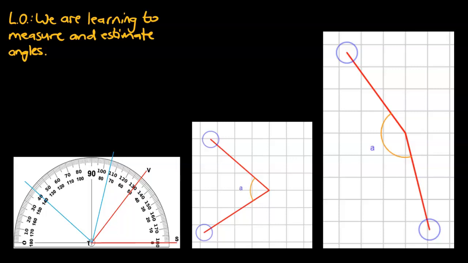Today's learning objective is in yellow and we are learning to measure and estimate angles. So the first things I'd like to underline are the idea of measuring an angle and estimating an angle. When you've been asked to measure an angle, you're normally looking to be exact. And if you're looking to do that, you've always got to use a protractor.